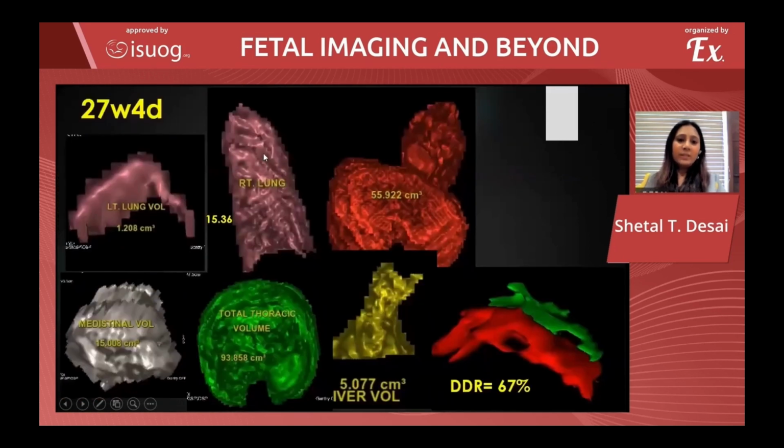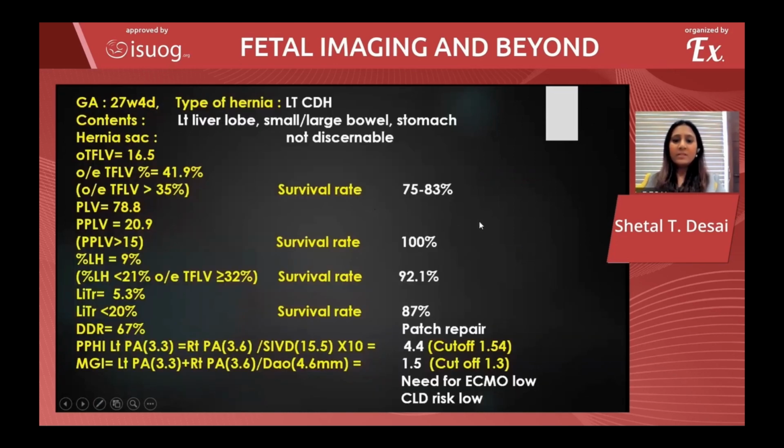Next, we evaluate the contralateral lung volume and ipsilateral lung volume to get a total lung volume and the observed to expected percentage total lung volume. We get the predicted percentage fetal lung volume from the thoracic and mediastinal volume. And then we get percentage liver herniation from the total and the intrathoracic liver volume, and the liver to thoracic volume ratio, which is derived from the total thoracic to intrathoracic liver, and a defect to diaphragm ratio. So we combine all these parameters, and they show that the likelihood of survival in this fetus was good, with the need for patch repair.